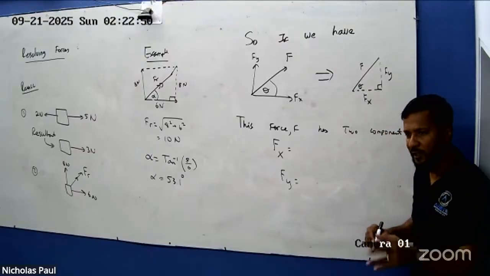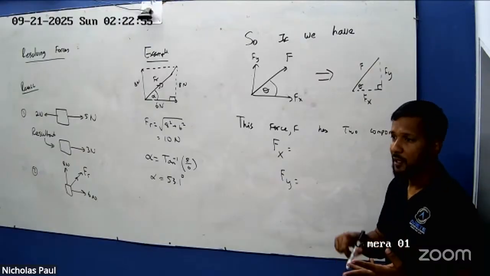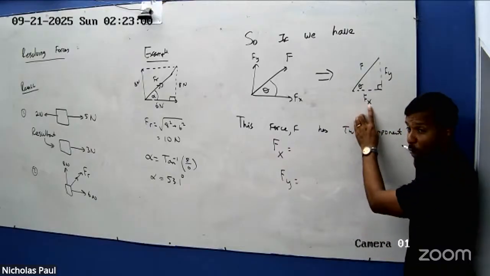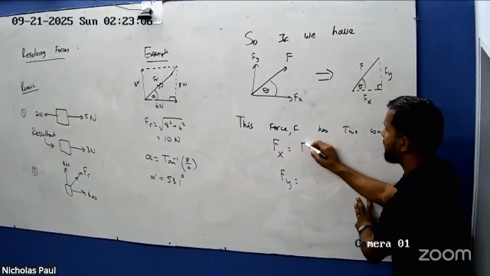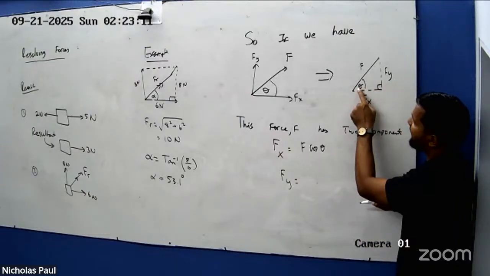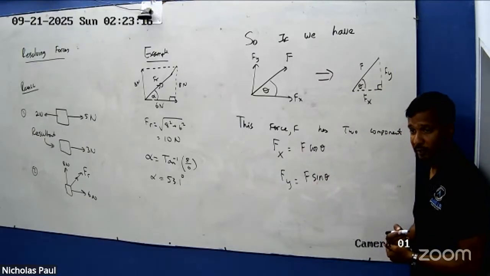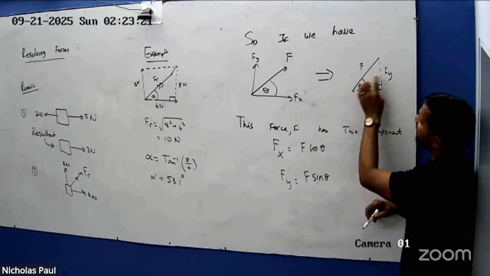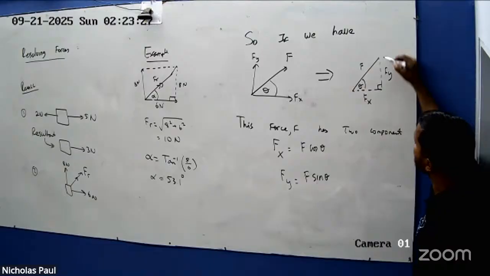But to make it real simple, you all remember cos is always adjacent over hypotenuse, and sine is always opposite over hypotenuse. So the force that is adjacent to the angle will always be cos theta. The force that is opposite to the angle will always be sine theta. That's okay? No need to go and work it out. You could just learn adjacent cos, next one sine. That's all.